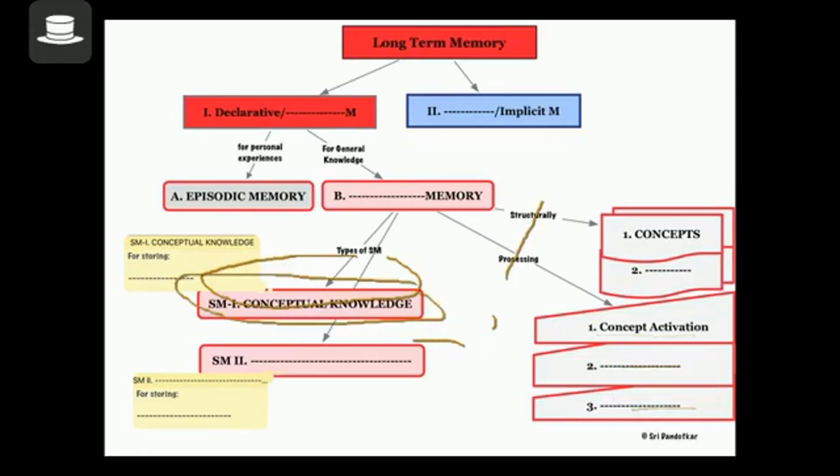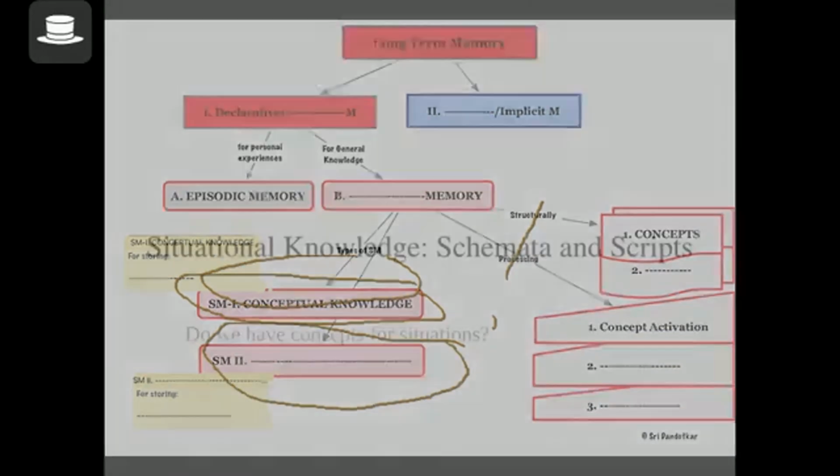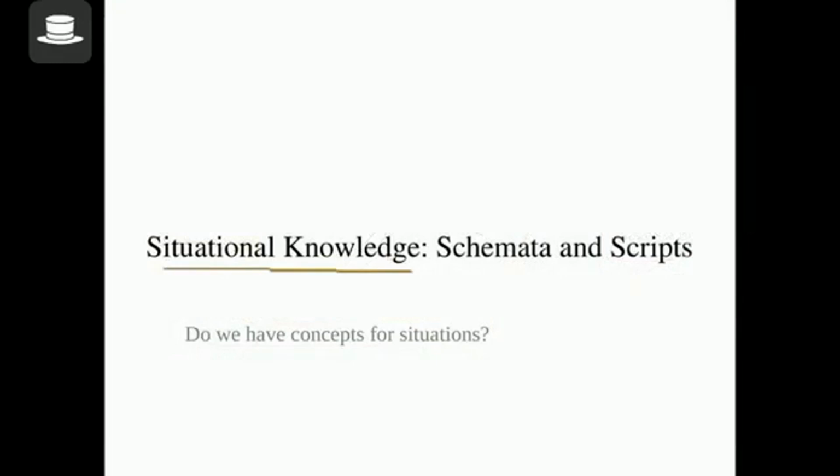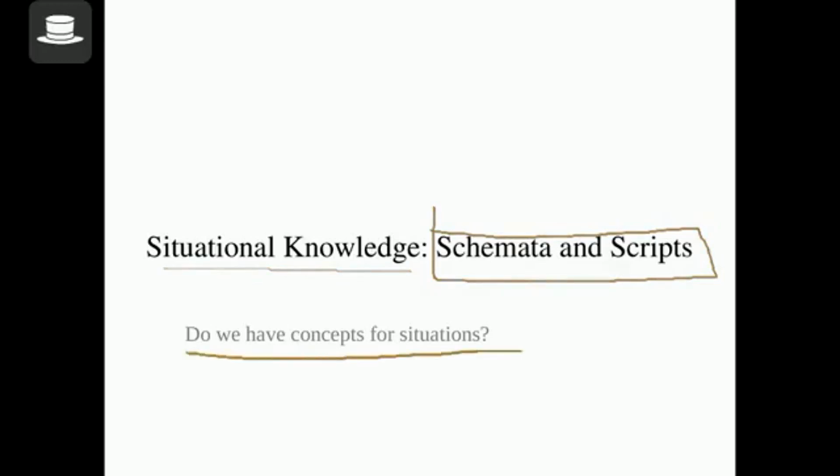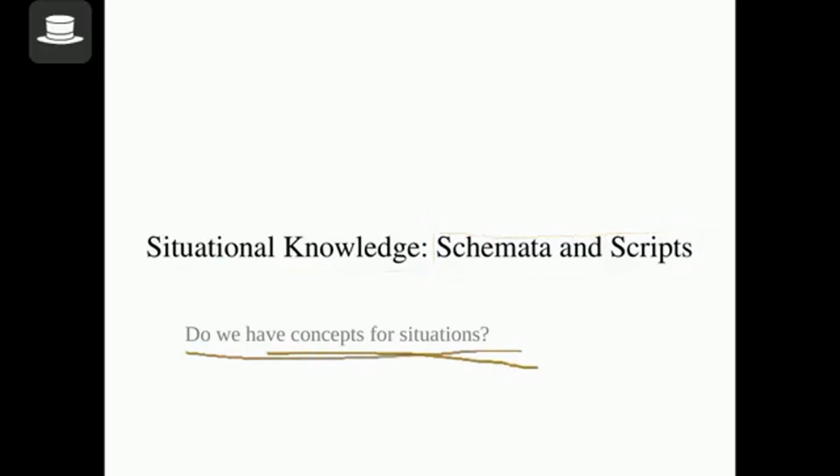The only thing that's left now is to talk about semantic memory 2, which we will in the next video. Semantic memory 2 is situational knowledge. In that context, we'll talk about schemata and scripts. The idea is simple. If we have concepts for objects that we experience, do we have concepts for situations? Well, by now you should know that we do. We have situational concepts, and they are given different names, but the idea is pretty much the same. You have concepts and propositions, but the concepts are not about objects, they are about situations.